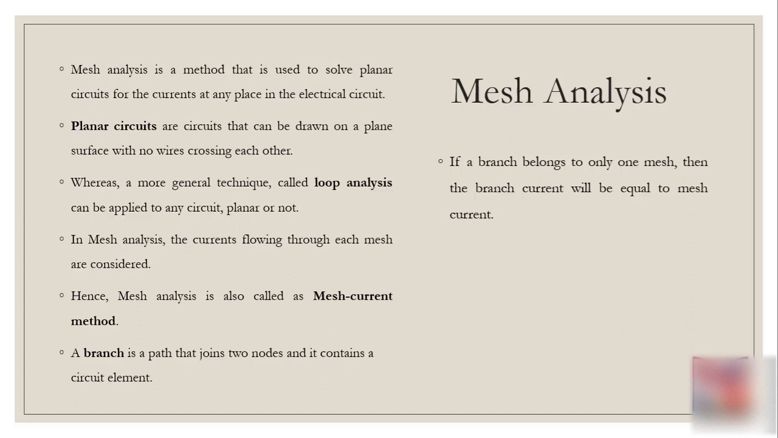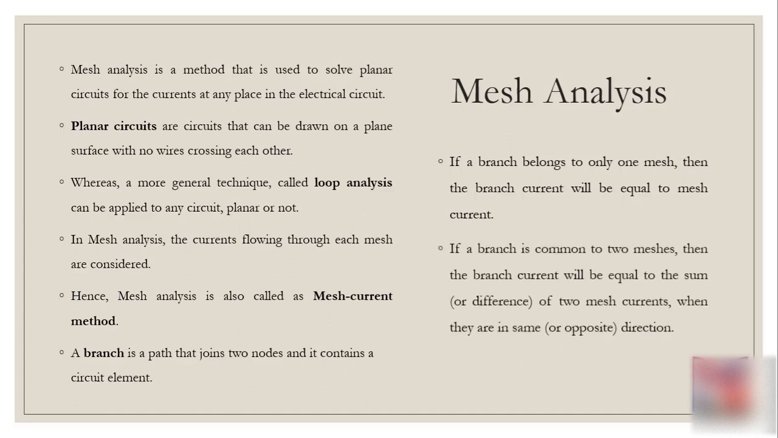If the branch belongs to only one mesh, then the branch current will be equal to the mesh current. Whereas if the branch is common to two meshes, then the branch current will be equal to the sum or difference of the mesh currents when they are in the same or in opposite direction.